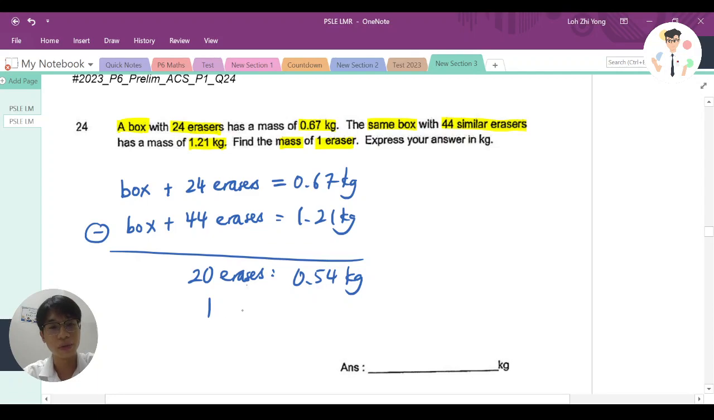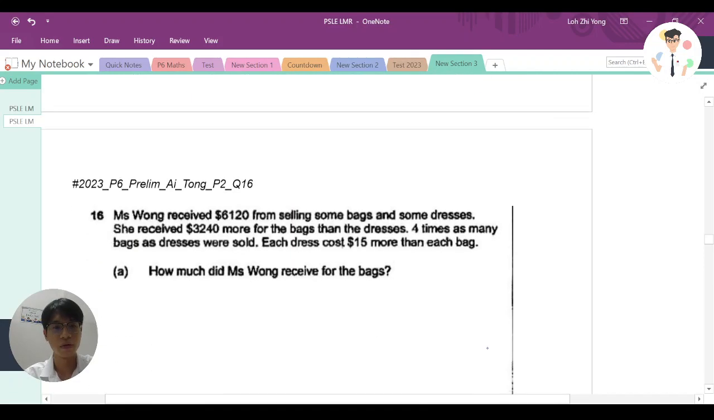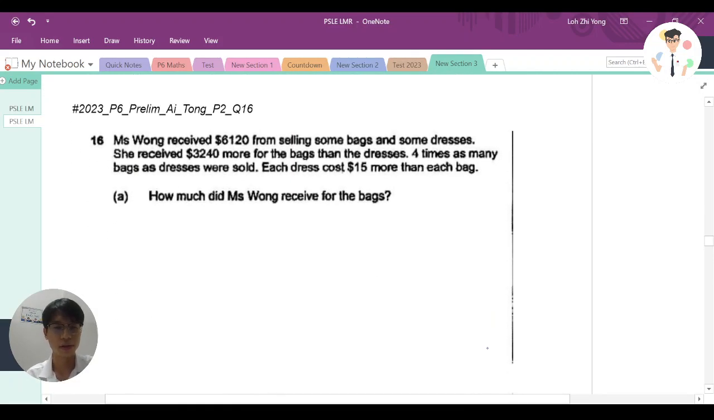Then one eraser will be what? 0.54 divided by 20. Then you should get 0.027 kg. And that is your answer. Okay? So we're done with this question, and let's move on to our next question here. From Aitong, paper 2, question 60.